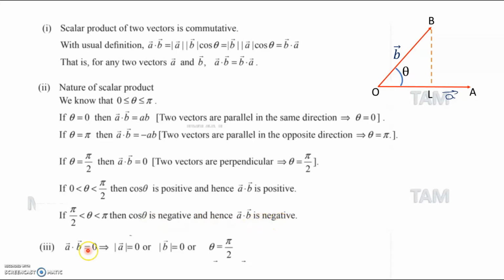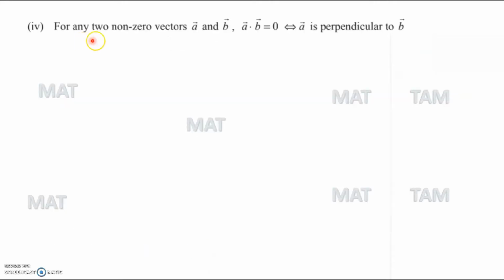So if A dot product with B is equal to 0, we can derive three conditions from this. First, it can mean that the magnitude of A is 0, or the magnitude of B is 0, or the angle between them is 90 degrees. So if the two vectors A and B are non-zero, which means their magnitudes are not equal to 0, then we can say if A dot product with B is equal to 0, then vector A is perpendicular to B.